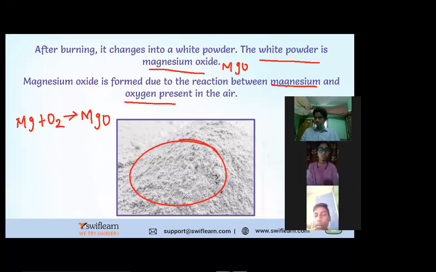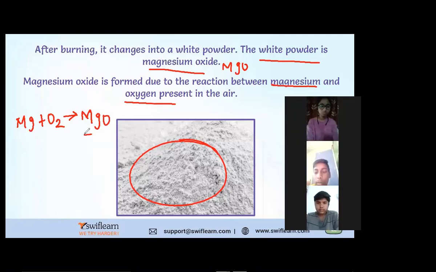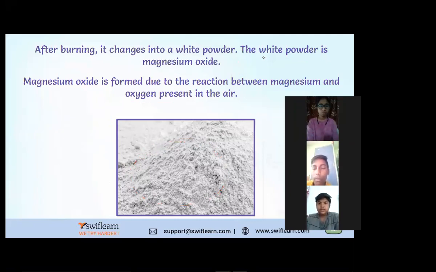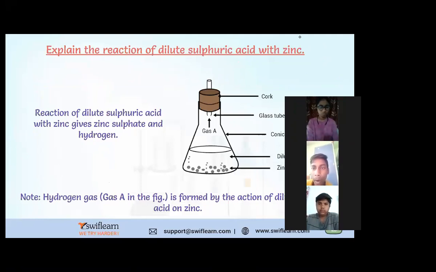This white ash powder is completely different from magnesium. We will not get magnesium again from this magnesium oxide. That's why we can consider this a chemical change. Right? Understood, all of you? Any doubt? No, teacher. Right.